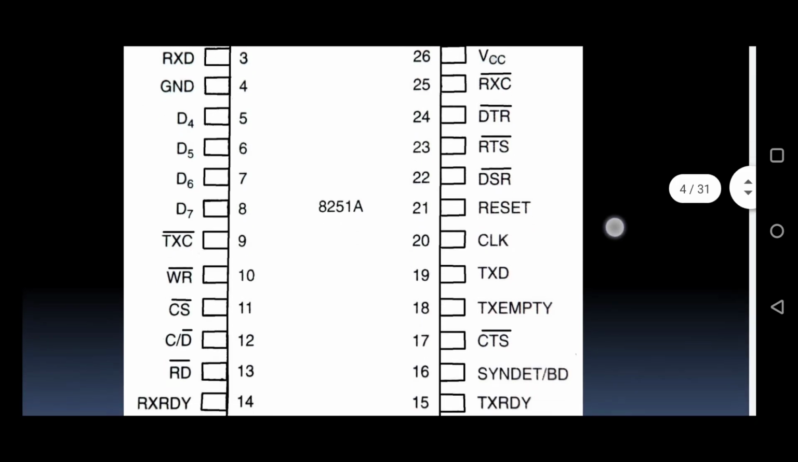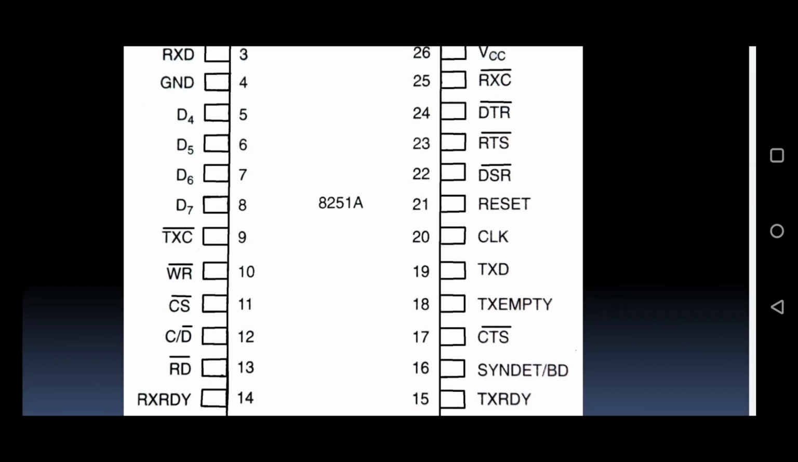For the transmitter, TXD, TXRDY, and the last one is TXEMPTY, TXE. So transmitter empty: when there is no data for transmission and the transmitter is empty, that signal goes to the high condition. That signal shows the status of the transmitter.